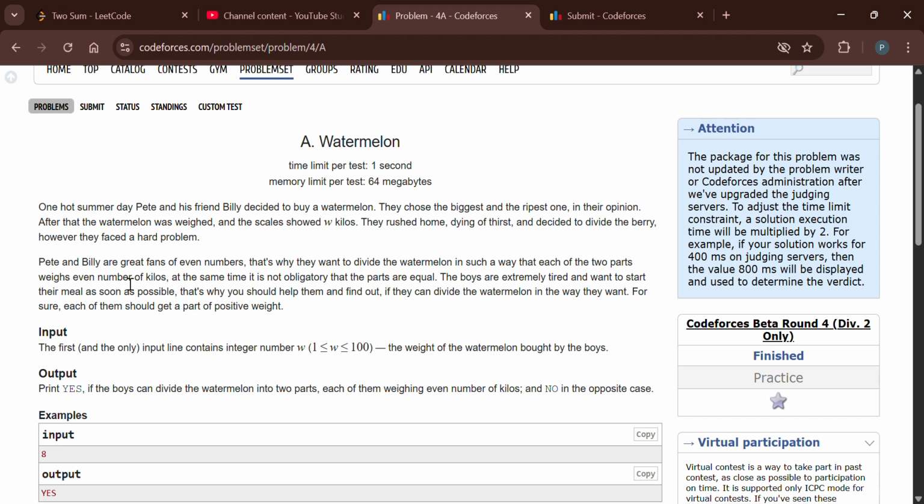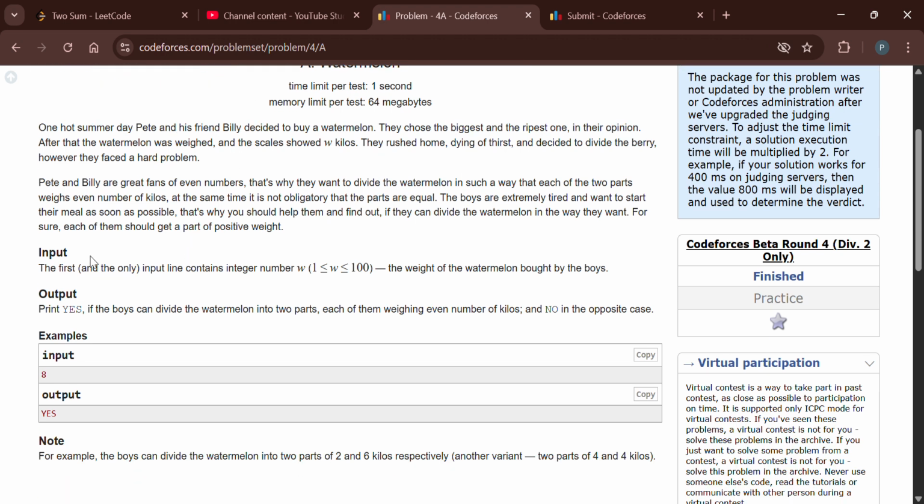Okay, let us focus only on the input. The first line of input contains an integer w, which is the weight. It is between 1 and 100, the weight of the watermelon bought by the boys.